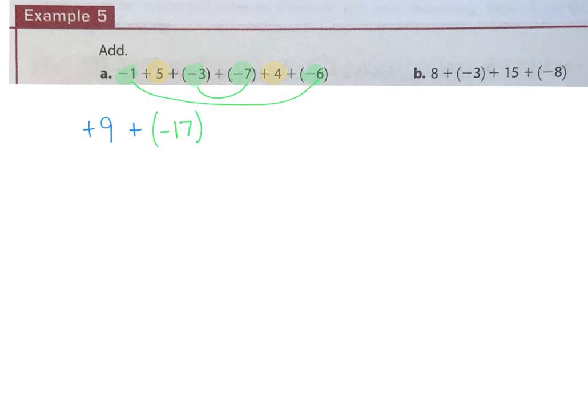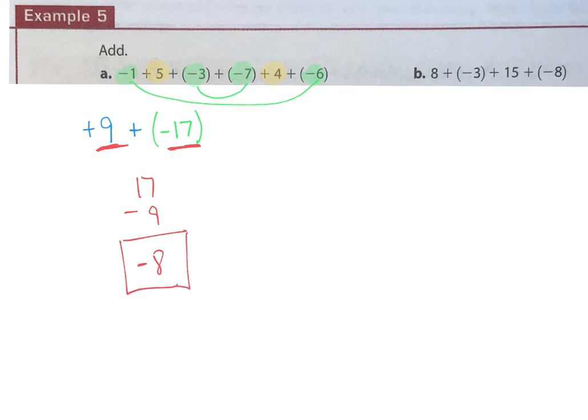So I grouped all my positives and did that one, and then I grouped all my negatives and did that one. So now I have a positive 9 and a negative 17. So I have two numbers with different signs. What am I going to do? Subtract. 17 minus 9. What is 17 minus 9? It's 8, right? And then which one of these had the larger absolute value, my positive or my negative? My negative. So my answer is negative.